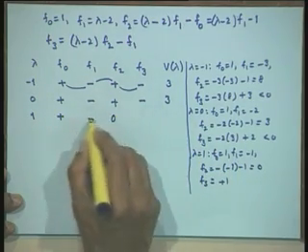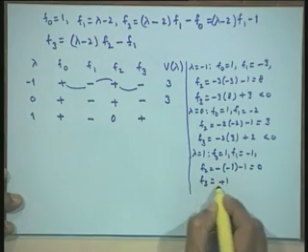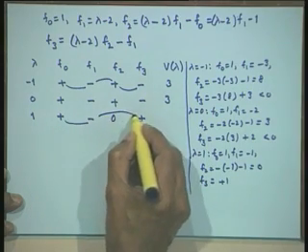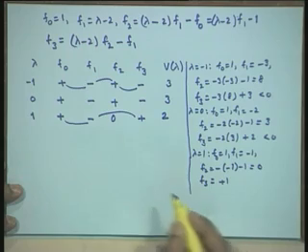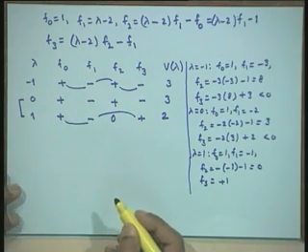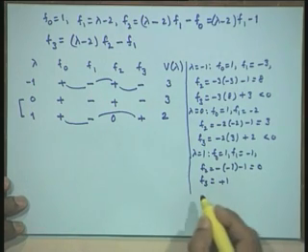So, we will continue the sign of this. I put a 0 over here and I have a plus sign here for F 3. So, I have one change of sign here and another change of sign here. Therefore, it is 2. Therefore, there is an eigenvalue between 0 and 1.